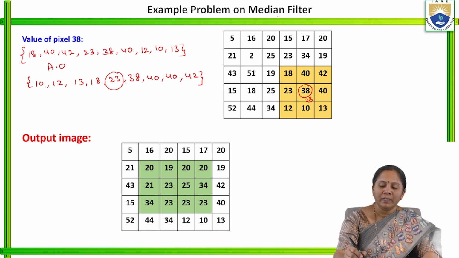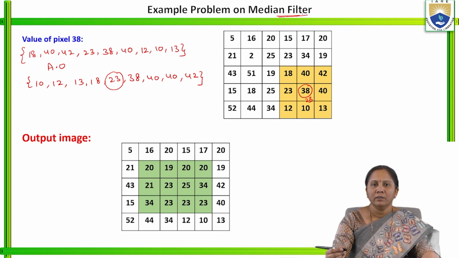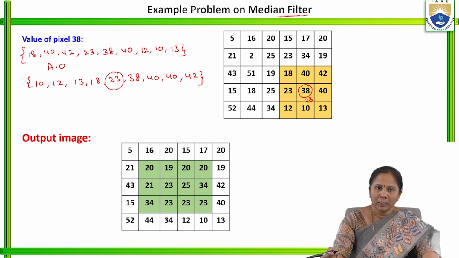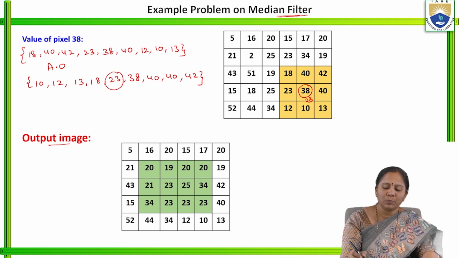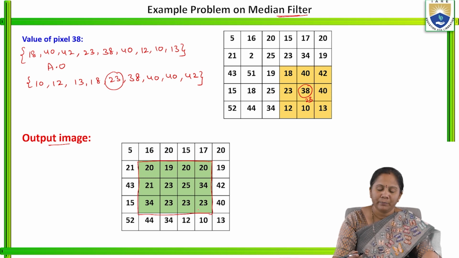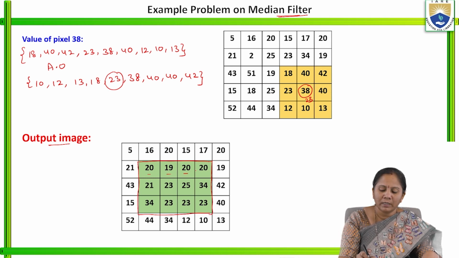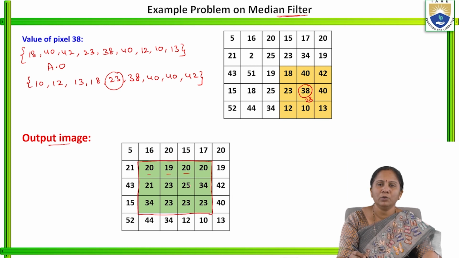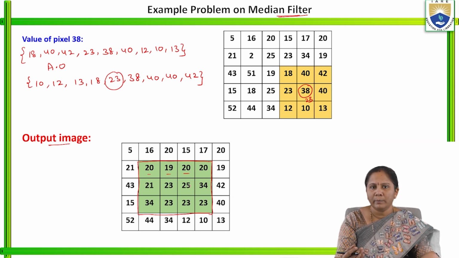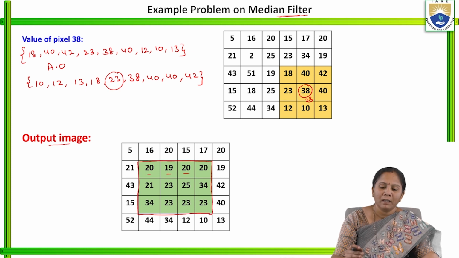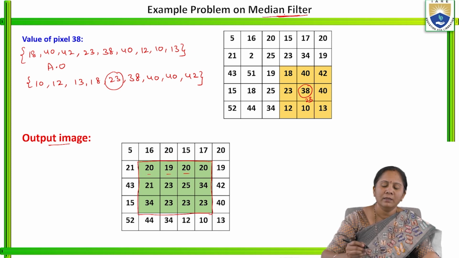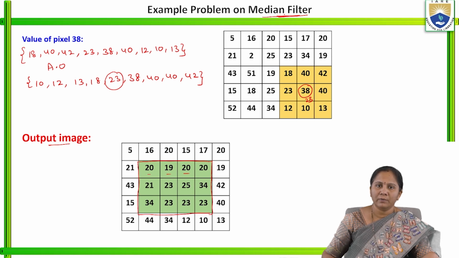So after applying this median filter for the given sub image, the output image will look like this. So this is the area where all the new pixel values are calculated. Okay, so this 20, 19, 20, 20, all these are the new values which are replaced in place of old values. So this is how we have to apply median filter for the given image.